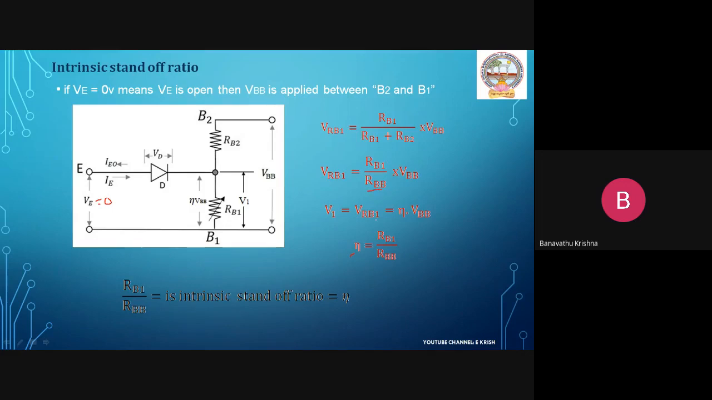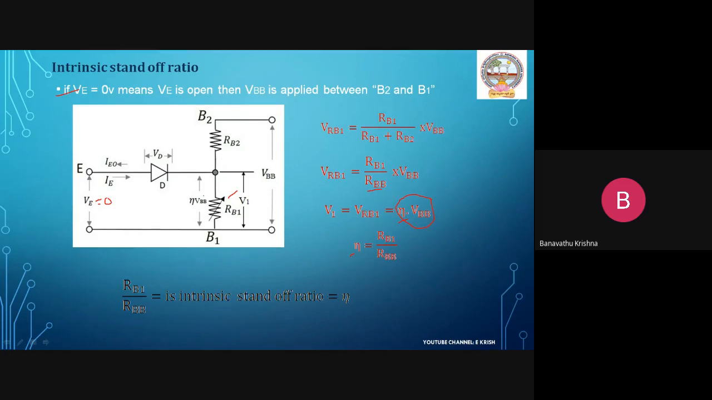This ratio we take as eta. Therefore V1, equal to VRB1, equals eta into VBB. So eta equals RB1 by RBB, the intrinsic standoff ratio. This much voltage is dropped across this variable resistance when the emitter is open, and VBB is applied between base 2 and base 1. By this process, we can derive how much voltage will be dropped across this variable resistance.